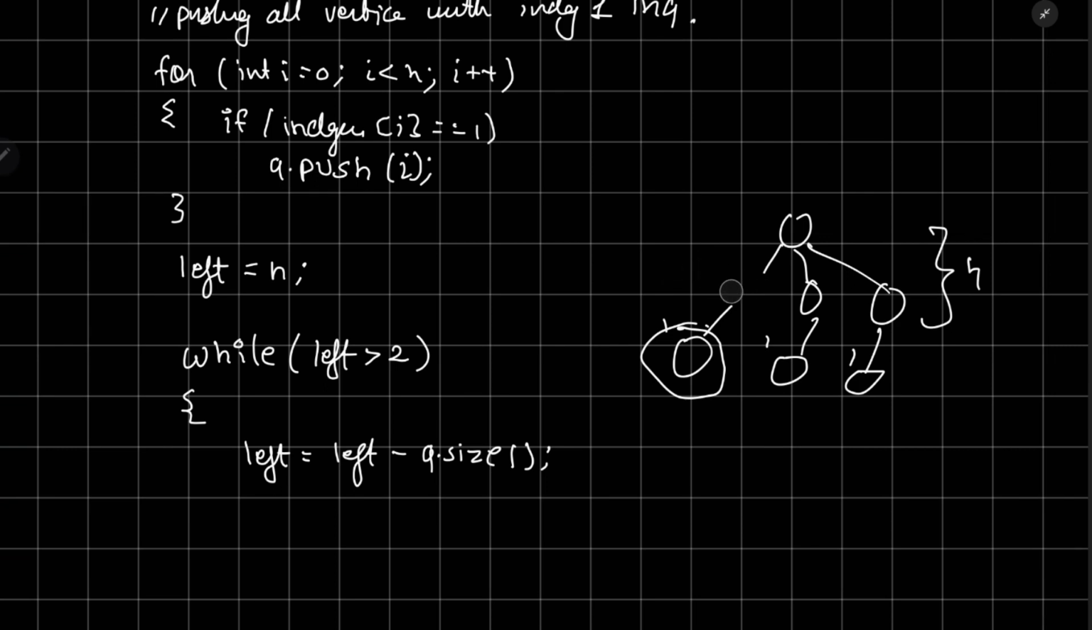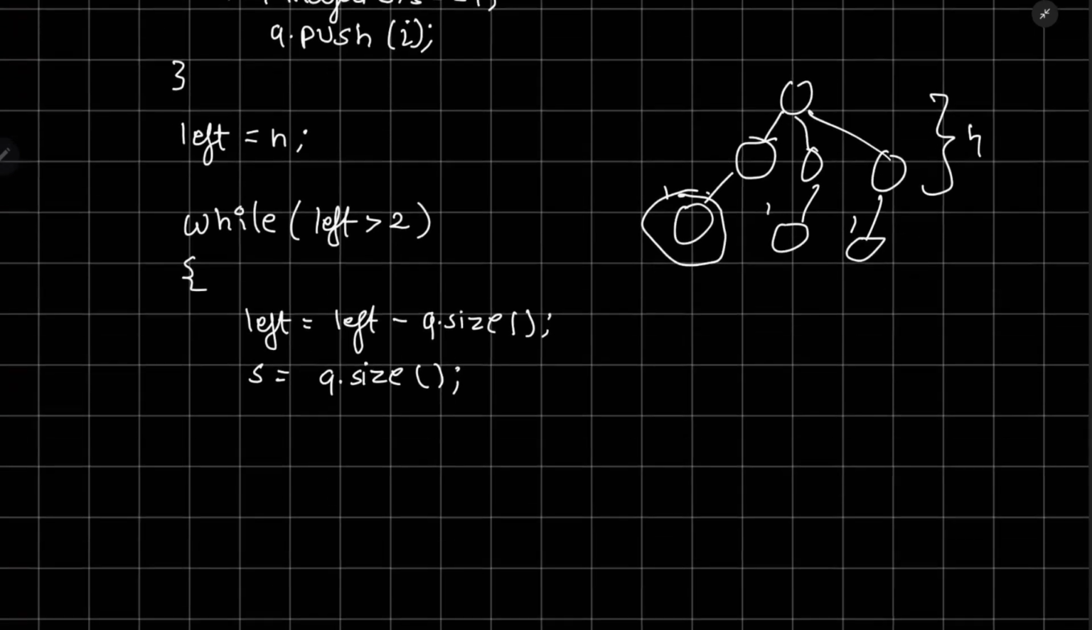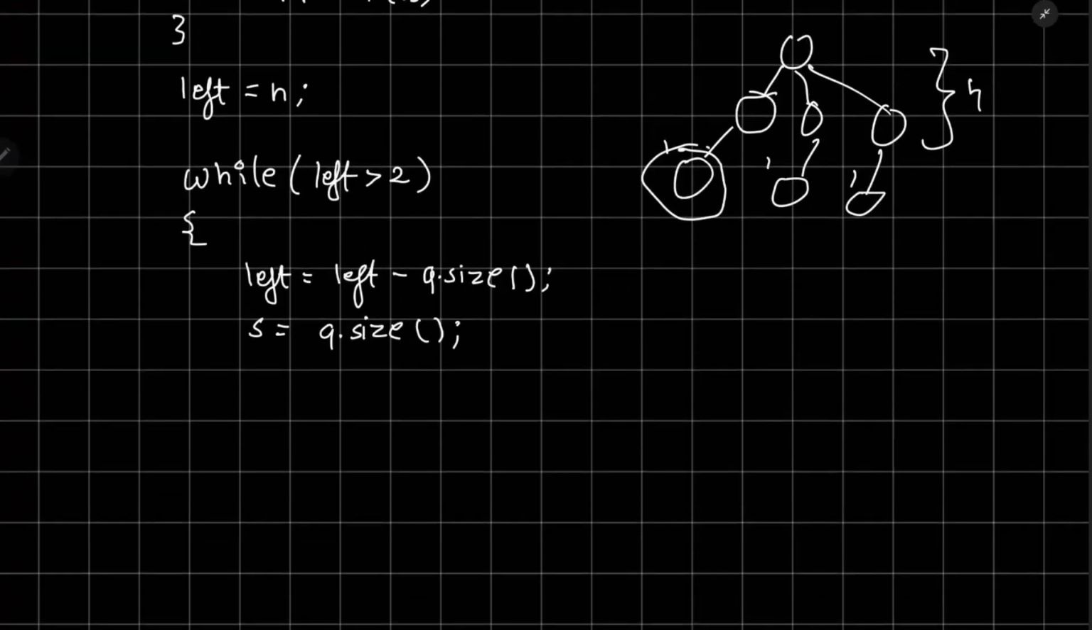So what we will do here is, we will only pop the queue dot size, that is the current size of the queue, these many elements. Okay, so we'll have to save it in a variable, because as we pop the queue, its size will be affected. So let's say we have a variable s which contains queue dot size.